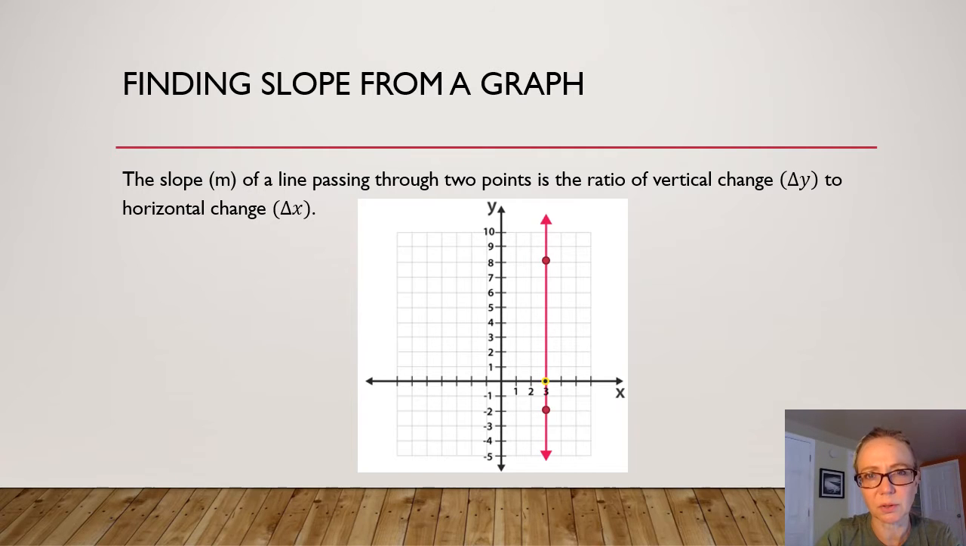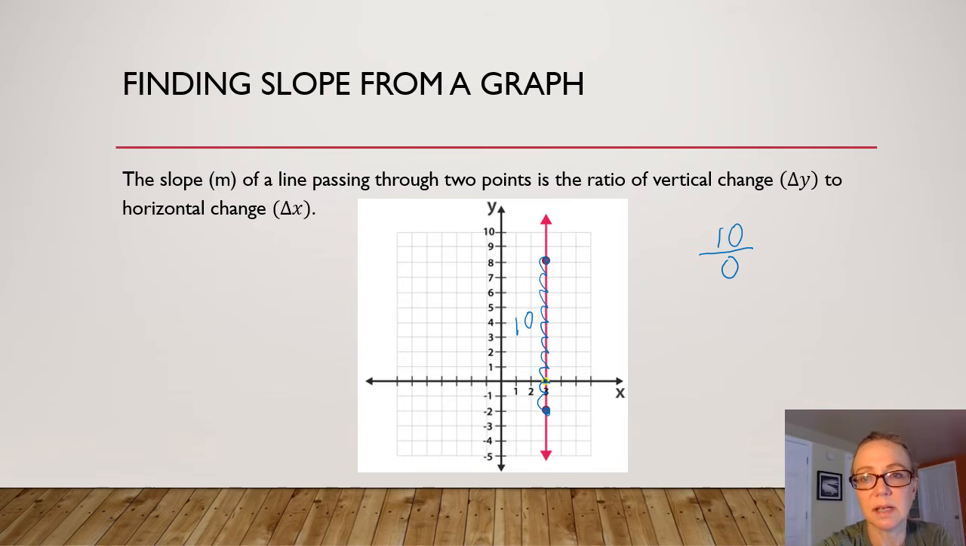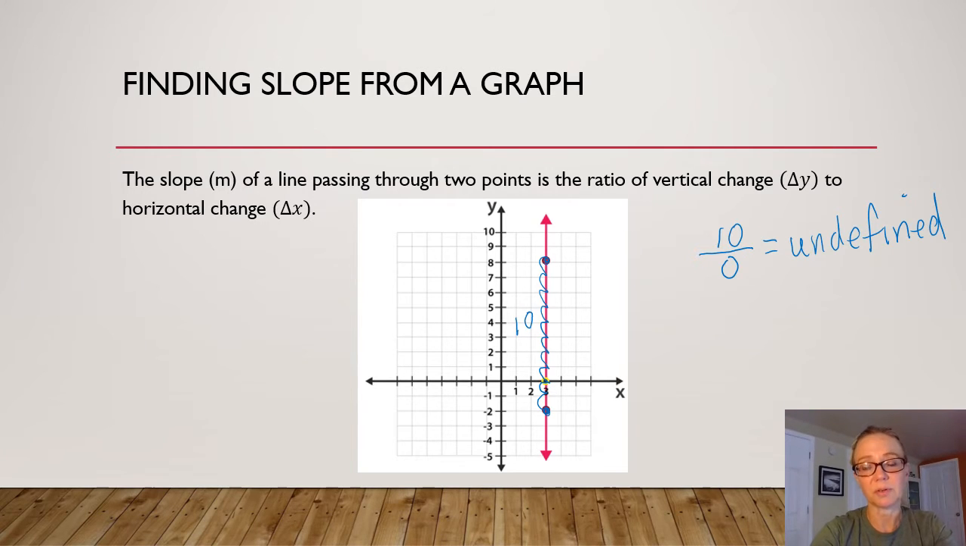This line is vertical, so this time my line has vertical change, but it doesn't have any horizontal change. To move from the point at the bottom to the point at the top, I go up vertically 1, 2, 3, 4, 5, 6, 7, 8, 9, 10, but I don't go horizontally at all. This is 10 divided by 0. Now, if you recall, division by 0 is undefined. 10 divided by 0 is undefined. And that's the slope of a vertical line: undefined. So it doesn't have a slope.